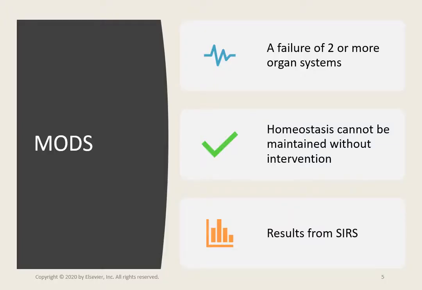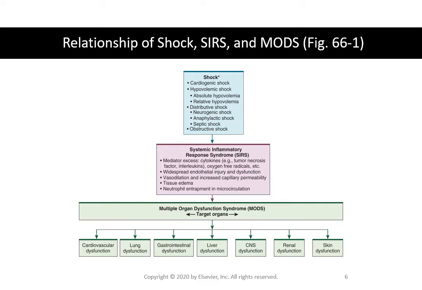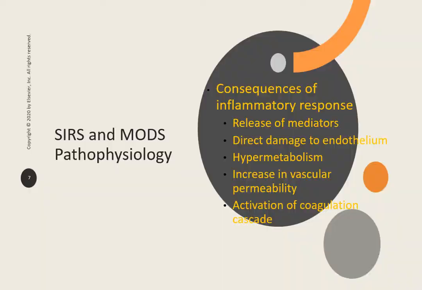Multiple perfusion deficits. Multiple organ dysfunction syndrome, or MODS, is the failure of two or more organ systems in an acutely ill patient such that homeostasis cannot be maintained without intervention. MODS results from SIRS. These two syndromes represent the ends of a continuum. MODS does not occur in a clear-cut manner. This slide shows the relationship of shock, systemic inflammatory response syndrome, and multi-organ dysfunction syndrome.